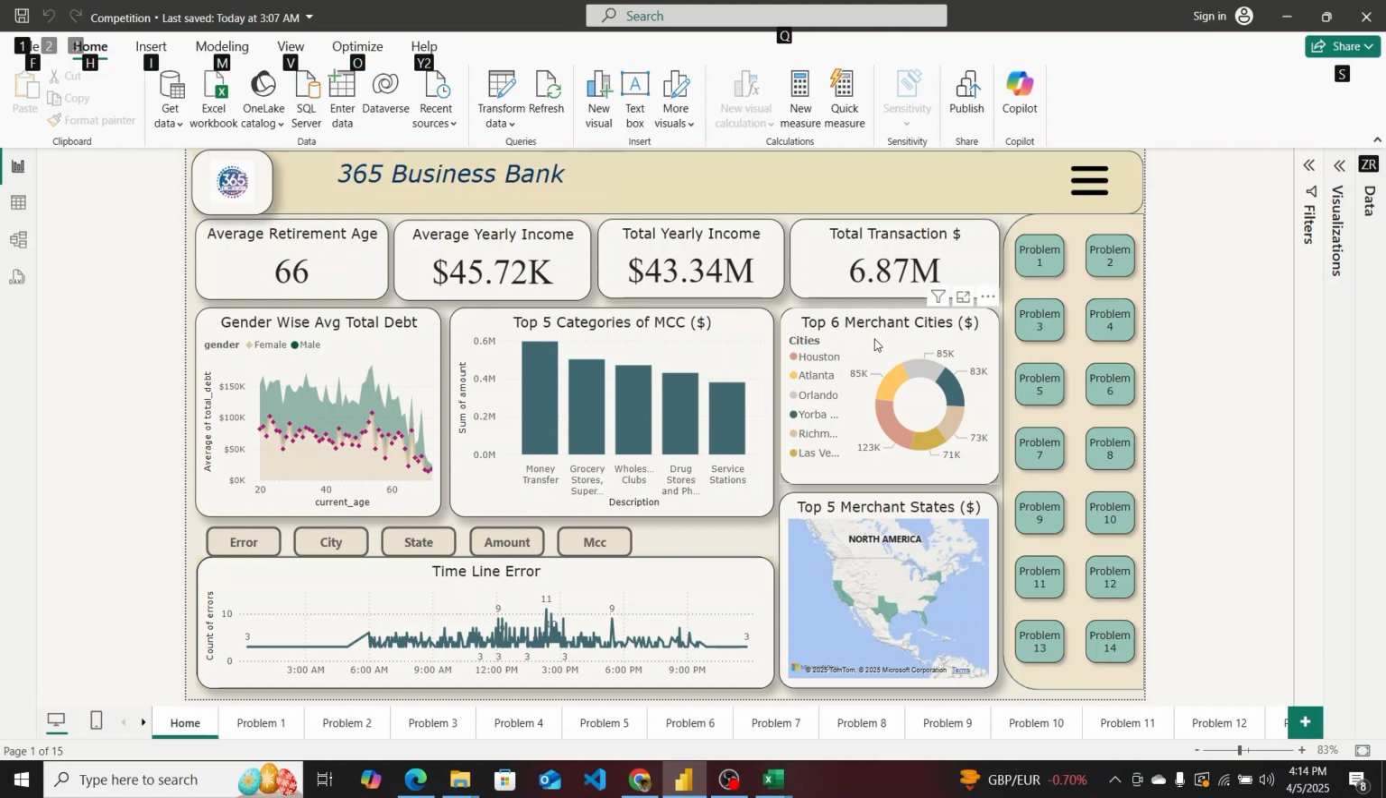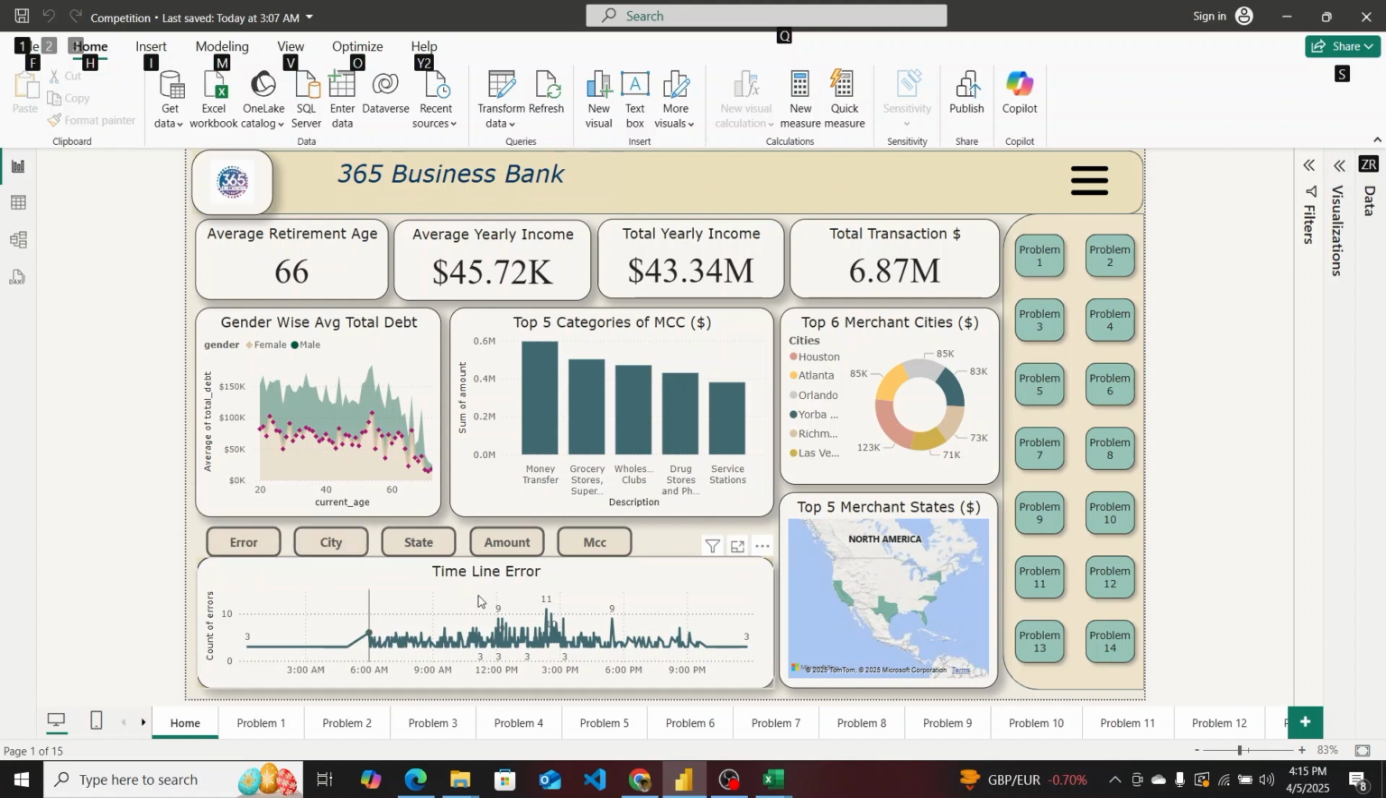These are the merchant cities in which users have spent, and these are the categories of MCCs, top five categories. We can see that money transfer is about 0.6 million, and this is the gender wise average total debt. The green portion highlights the male population's total debt. So this is the top five merchant states, and we can view that these are all part of the United States of America. This is New York, Florida, Texas, and this is maybe California.